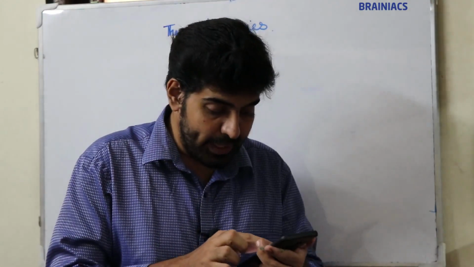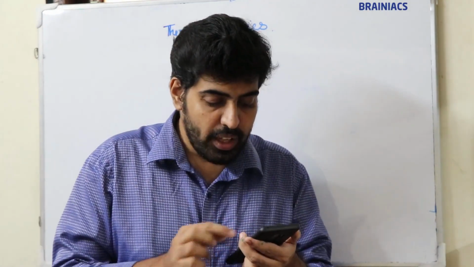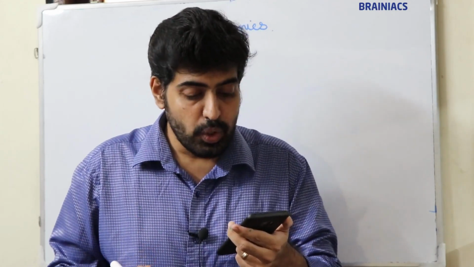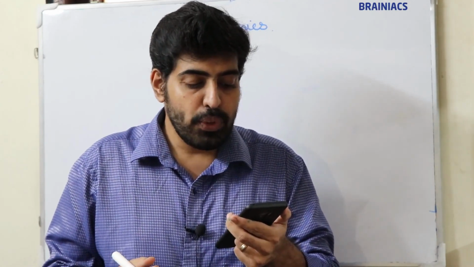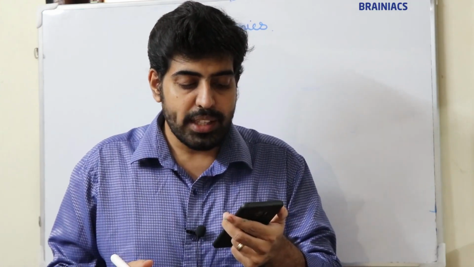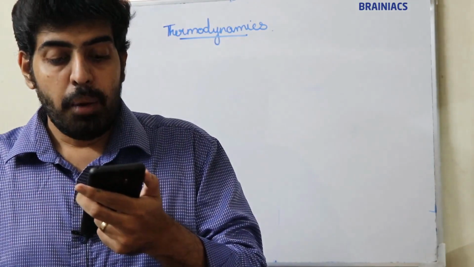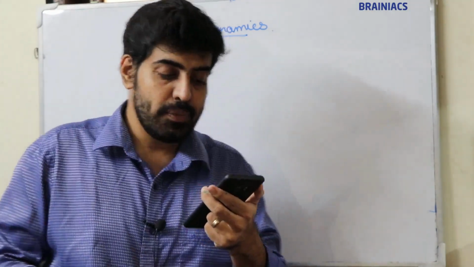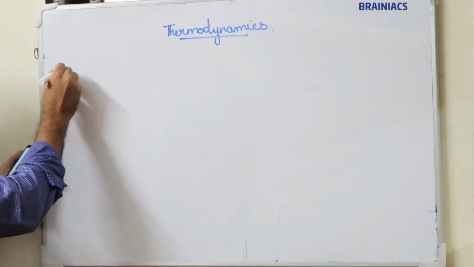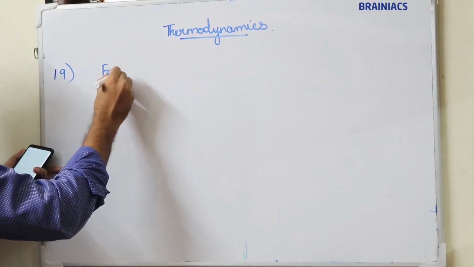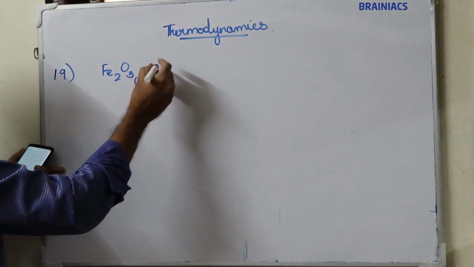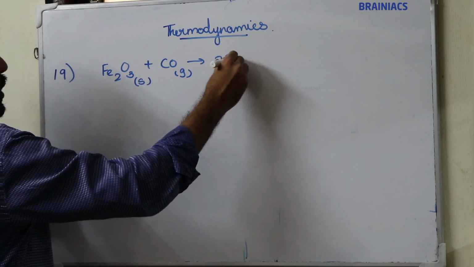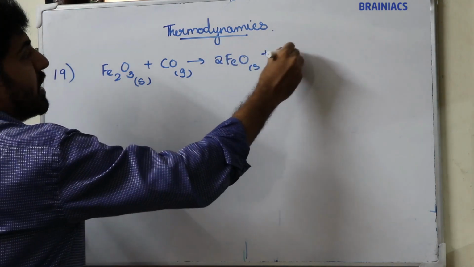Moving on to question number 19. The following two reactions are known. Fe2O3 plus 3CO giving 2Fe plus 3CO2, delta H value is minus 26.8 kilojoules, and FeO plus CO giving Fe plus CO2 gas, and delta H value is minus 16.5 kilojoules. The value of delta H for the following reaction is: Fe2O3 solid plus CO gas giving 2FeO solid plus CO2 gas, right?